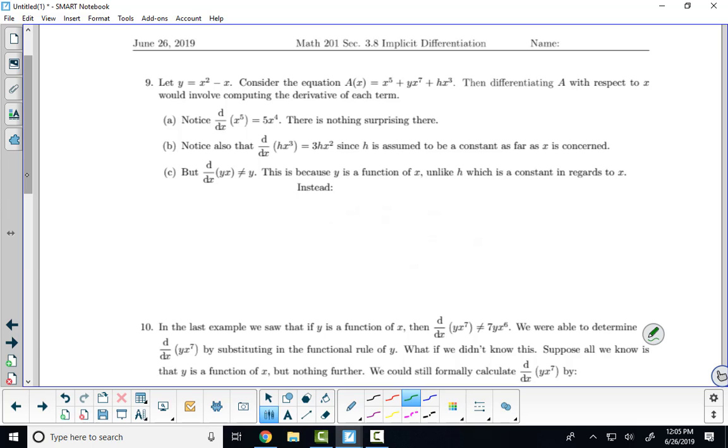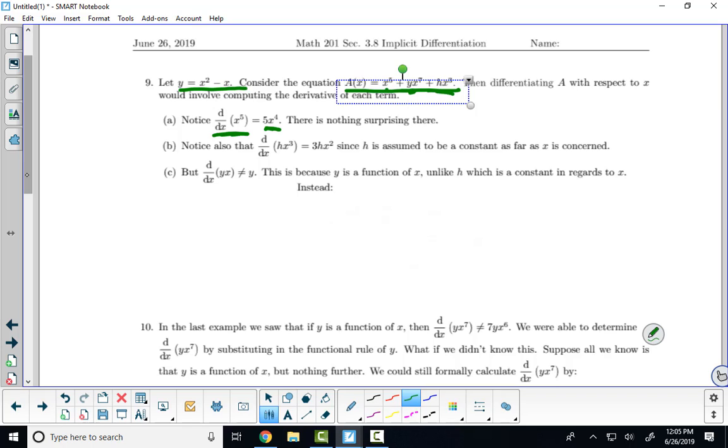So let's get to the heart of this. Suppose y is this function right here: y is equal to x squared minus x. And then we've got this function: a of x is equal to x to the 5th power plus y x to the 7th plus hx cubed. If I differentiate this termwise, let's see what happens. When I take the derivative of the first term, I get 5x to the 4th. Everyone agree?